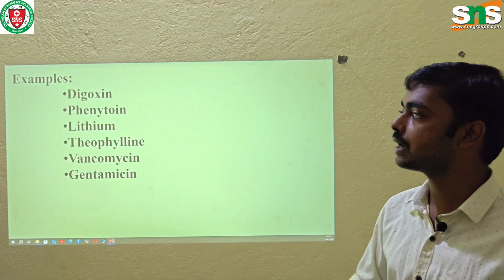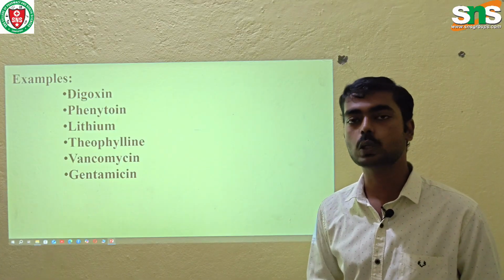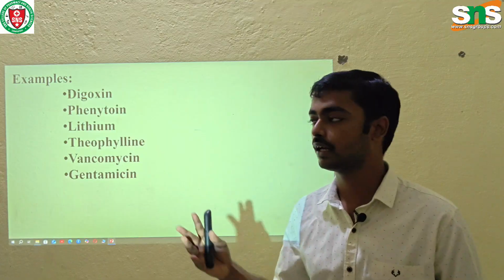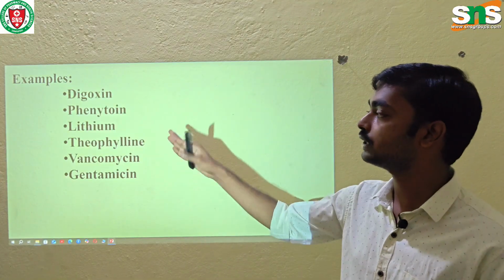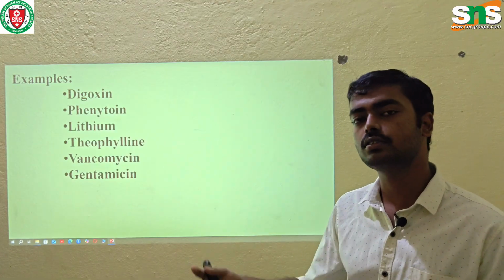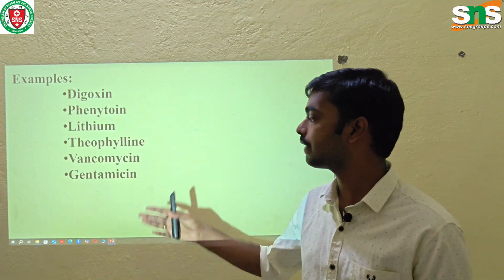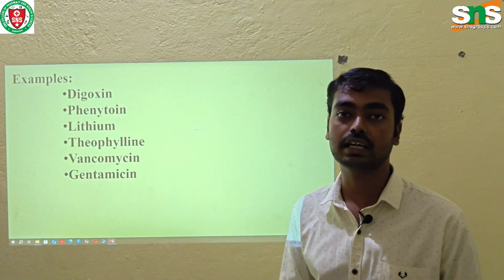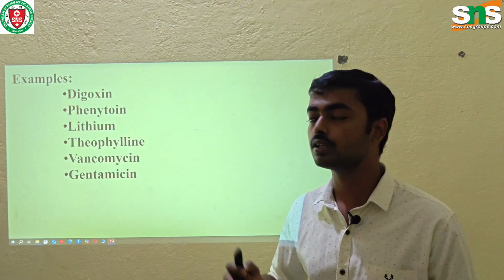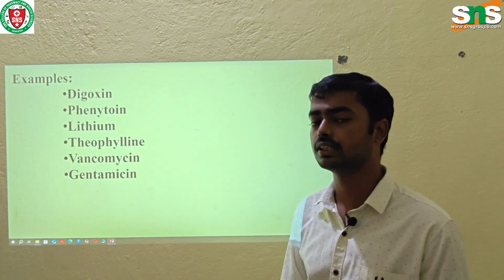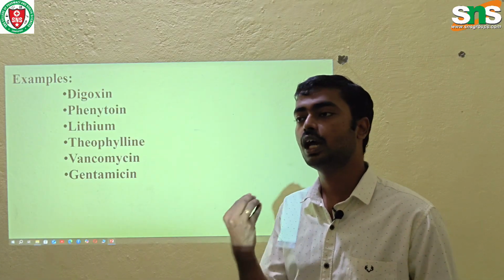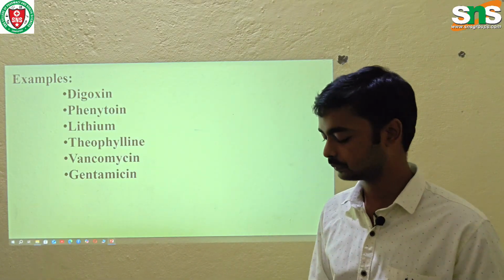Examples: the first one is digitoxin. Digitoxin is a cardiac drug used to treat cardiac conditions and angina. The next one is phenytoin, an anti-epileptic drug. And lithium, theophylline. Theophylline is used as a cough suppressant agent. And vancomycin and gentamicin, which are used to treat infections. So these are the common examples. For these drugs we want to perform therapeutic drug monitoring. These drugs are highly toxic when the amount of drug is increased in the blood.